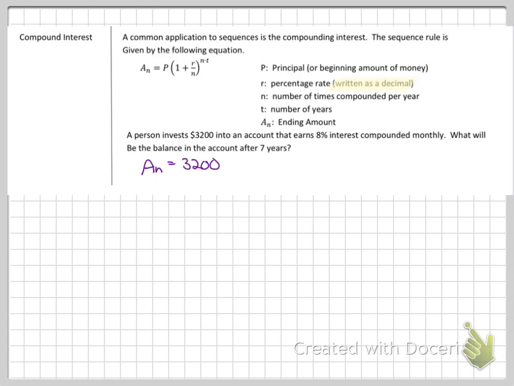$33,200 is invested. Formula says times 1 plus. The 1 plus is because you get to keep your current money and then add more to it. Earns 8% interest. 8% is 0.08 as a rate, as a decimal. 0.08 over N, the number of times compounded. If it's compounded monthly, there's 12 months in a year. So over 12, close parentheses. And then you raise it to the, again, N, 12 times, and then it says 7 years. 100% need a calculator for this. Type it in. Money is rounded to 2 decimal places. And this should be what you get.